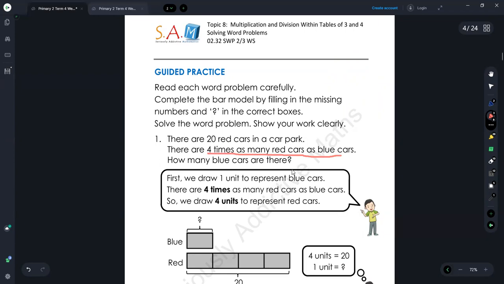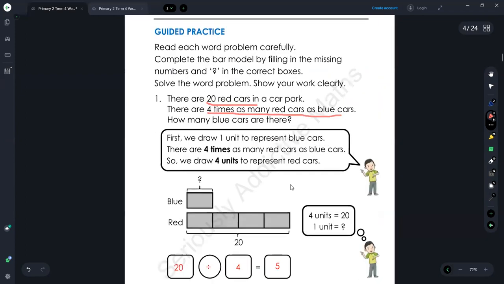Now, in order to draw this bar model, what do you do first? Let's look at this. There are 20 red cars in the car park. So the first thing they need to do is 20 red cars. So draw a bar that represents 20 red cars. Then call it red here, R, and then 20. You can write a 20 there. Show them how this is done.